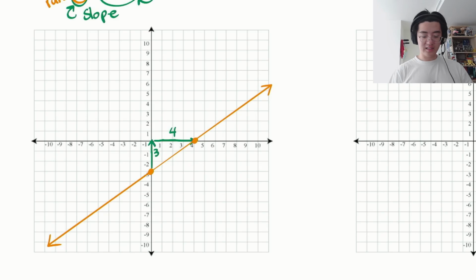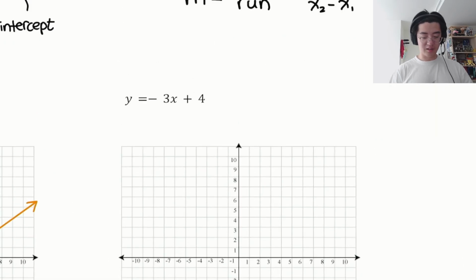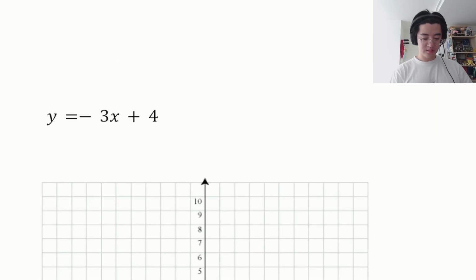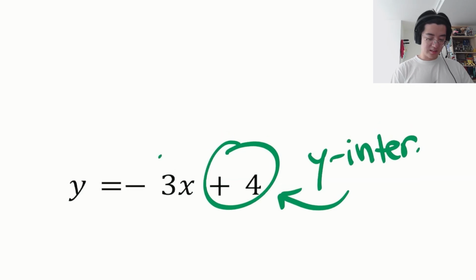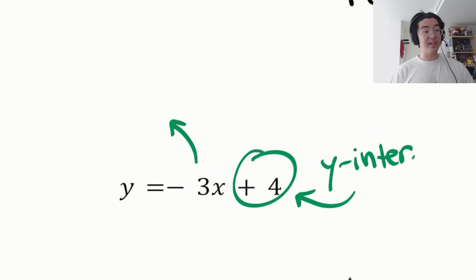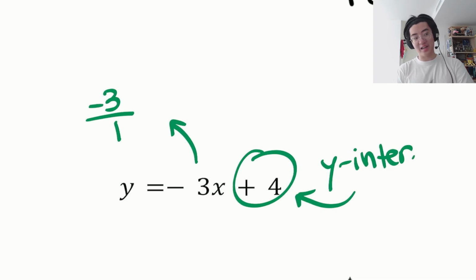Okay, let's try another question here. Right here, that's the y-intercept, +4. But right here, we have -3. Remember, when we write fractions, if it's something over 1, we essentially ignore it. We don't really write -3 over 1, we just write -3, because -3 divided by 1 is just -3.